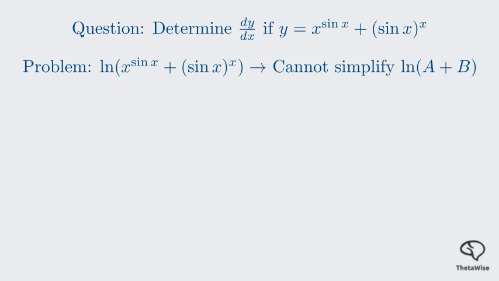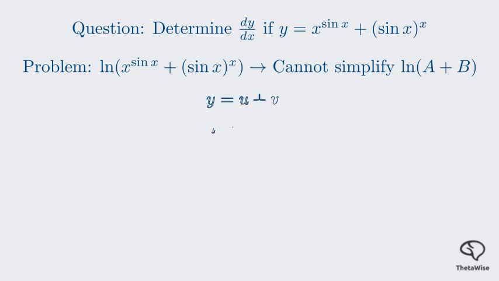The sum rule for derivatives, dy/dx equals du/dx plus dv/dx, allows us to do this. We'll let the first term be u and the second term be v. So we have y equals u plus v, where u is x to the sin x, and v is sin x to the x. We will now find du/dx and dv/dx independently.